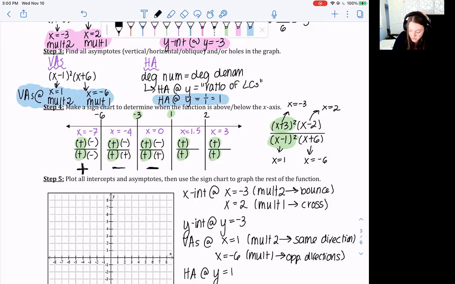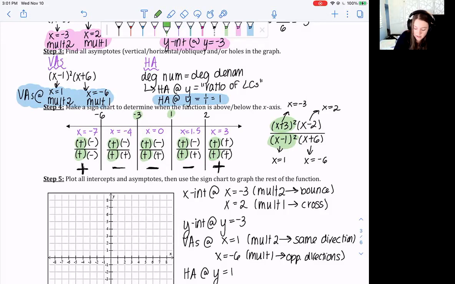1.5 minus 2 is negative. 1.5 plus 6 is positive. One negative makes a negative. 3 minus 2, and I'm going to claim it changes to positive here because 2 has an odd multiplicity. So 3 minus 2 is 1, which is positive. 3 plus 6 is 9, which is positive. All positives make a positive.